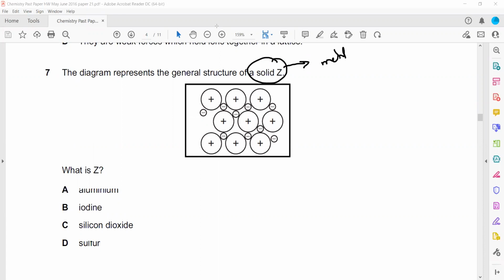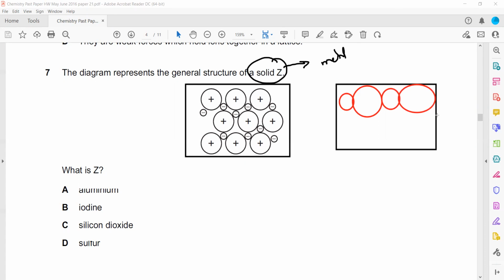If it was an ionic compound, then how would it appear? It will have positive and negative ions, and there will be a regular arrangement of the positive and negative ions. One positive, then negative, then positive, then negative, and so on. This is a lattice of an ionic compound, which has a regular arrangement of the charges.